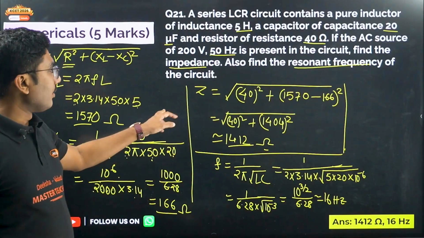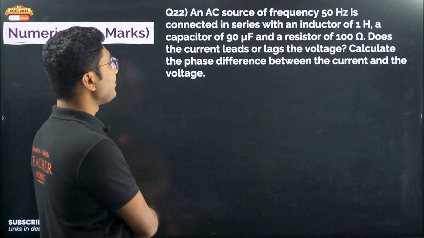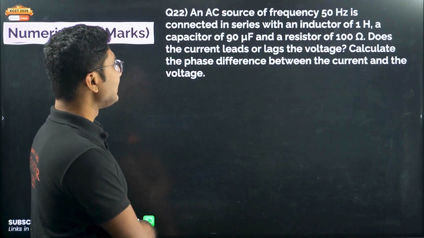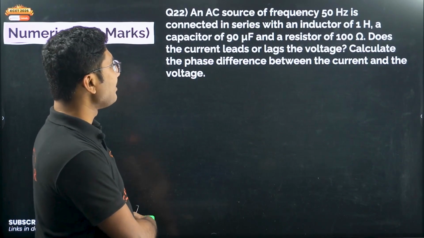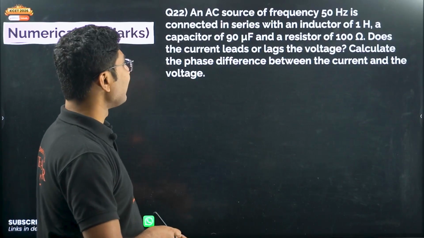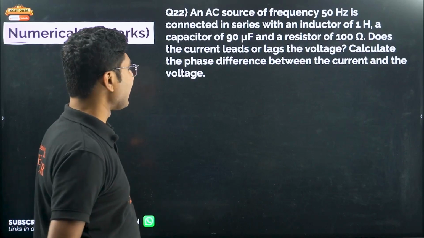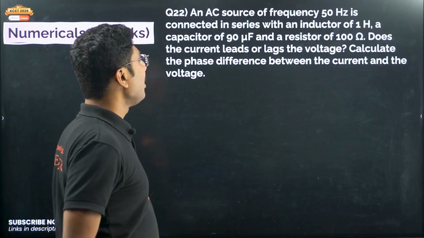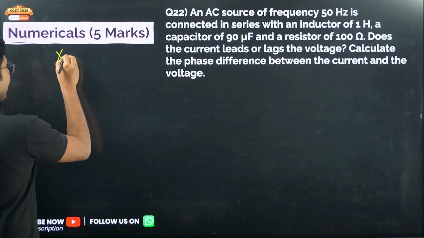Okay, now let's move on to the next question. An AC source of frequency 50 Hz is connected in series with an inductor of 1 Henry, a capacitor of 90 microfarad and a resistor of 100 ohm. Does the current lead or lag the voltage? Calculate the phase difference between the current and the voltage. So first of all, what are the steps? You have to calculate XL.